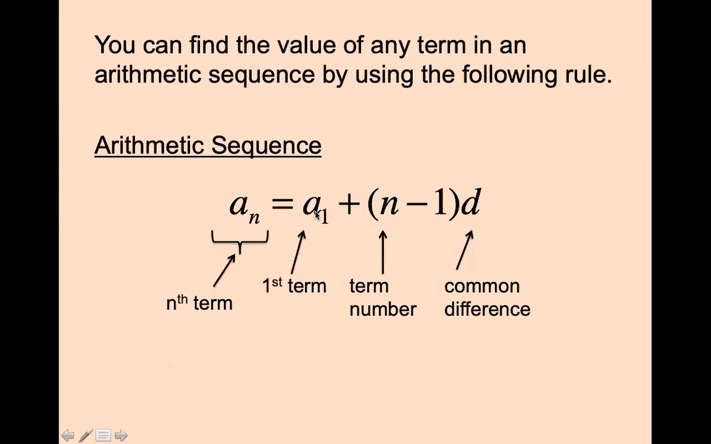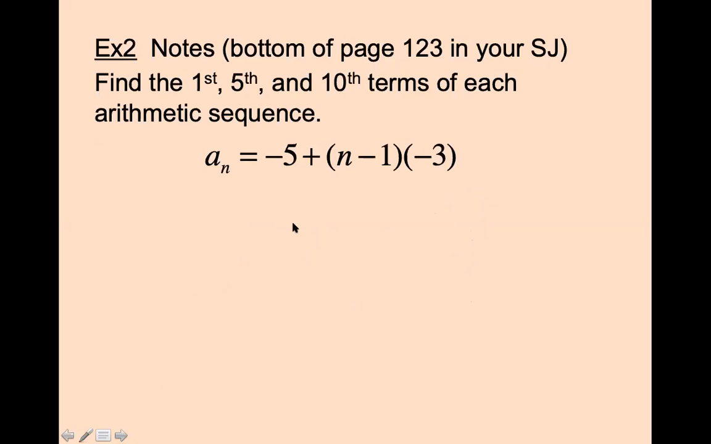This number here is always the first number in your sequence. This is the term number you're on. For example, if you were trying to find the 12th, this would be a 12. And your common difference is that amount that you're adding or subtracting each time to get the next term. All right, so please add this example to the note section at the bottom of page 123. And it says find the first, 5th, and 10th terms of each arithmetic sequence. And we only have one, so we're trying to find 1st, 5th, and 10th. So we can find the first, just let me grab my pen here, choose a different color.